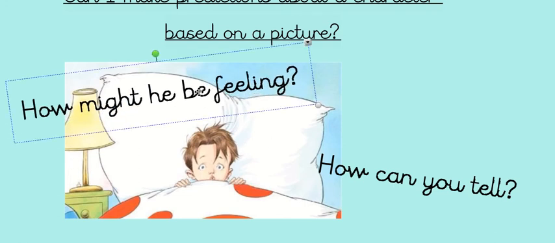Okay, now that we've had a look at the whole picture, we're going to have a little look at the boy in the picture a bit more closely. So the first question I'm going to ask you to think about is, how might he be feeling? And how can you tell? We often look at the way that people's faces look to give us clues. What do their eyes tell us? What does his mouth tell us? What does it tell us that he's holding onto his duvet? How might he be feeling? Pause the video here and see if you can find any clues that tell you what he might be feeling.